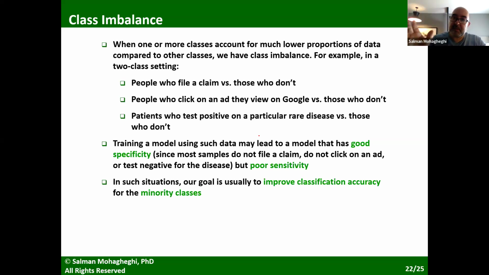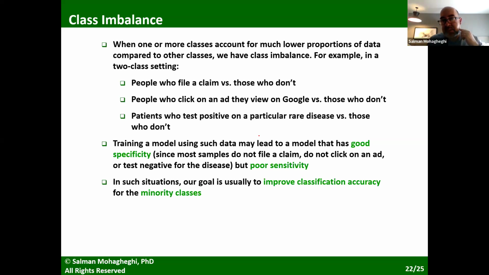So if I consider event to be the person filing a claim versus not filing a claim, this is a very, very imbalanced situation. People who click on an ad, people who order a specific service, a specific product, people who have a specific disease that may not be common. In all these situations, you have one class which is very rare, which has very low number of data instances, and one class which is very dominant.